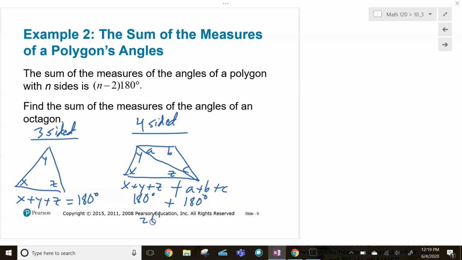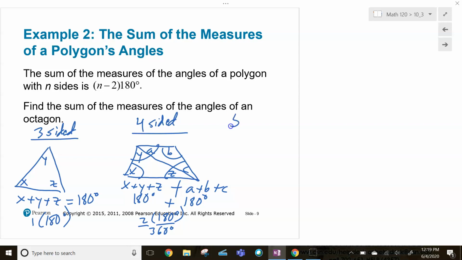In other words, we have two of these 180 degrees, 360 degrees, right? This one I only had one of these 180 degrees. This one I had two 180 degrees, right? And I'm adding up all the interior. Notice it took care of all four of those interior angles in total, right?